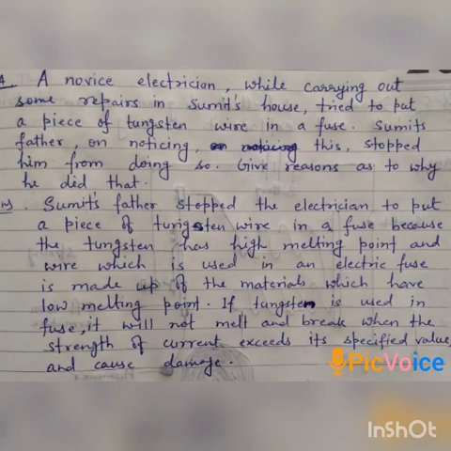Sumit's father stopped the electrician from putting a piece of tungsten wire in a fuse because tungsten has a high melting point and the wire which is used in an electric fuse is made up of materials which have a low melting point. If tungsten is used in a fuse, it will not melt and break when the strength of current exceeds its specified value and cause damage.